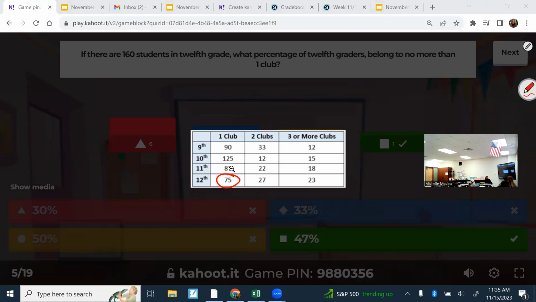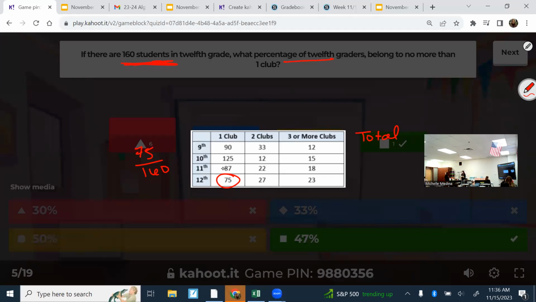When it says what percentage of, given that among those out of whatever that population is, you need the total for that population. Notice there's no totals here, right? You could add these up and figure out how many total there were, but it did also tell you in the description. There's 160 total 12th graders. And then out of them, 75 are in no more than one club. If it wants a percentage, how do you convert that to a percent? Okay, divide them, so do that.